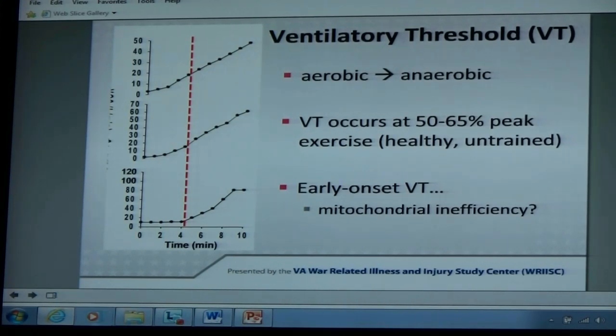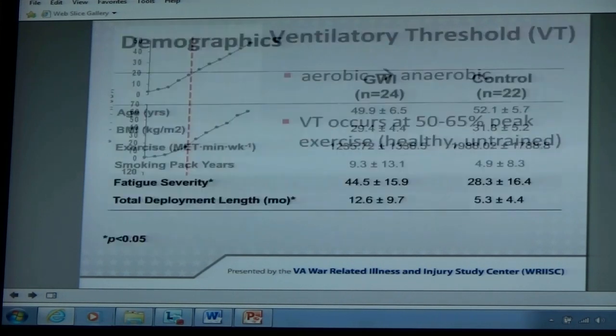In the early portion of that activity, ATP is generated from mitochondrial respiration. But at a point at which that intensity starts to increase and it's challenging to keep up, we start to shift over to anaerobic metabolism. That shift tells us a lot of good information. We know that in healthy, even sedentary people, that shift occurs around 50 to 65% of peak exercise. What we think, and what's been demonstrated in patients that have mitochondrial disorders, and there are other factors that can contribute to this, is an earlier onset of that ventilatory threshold. So that's one of the things that we're particularly interested in.